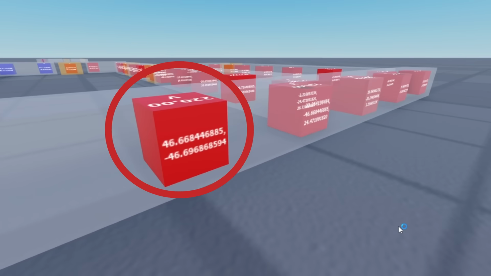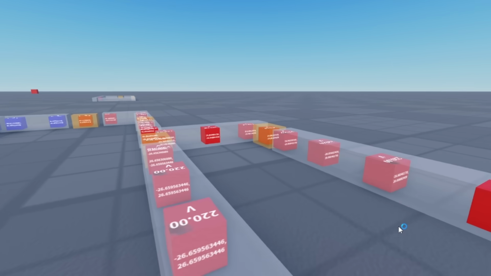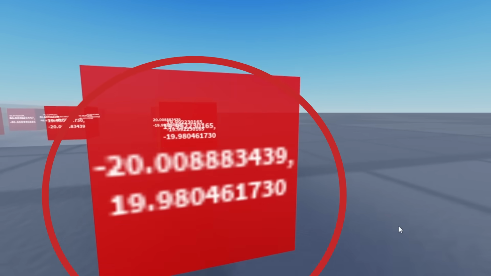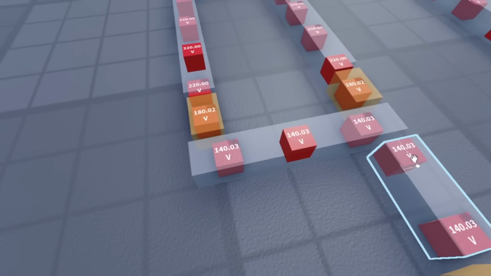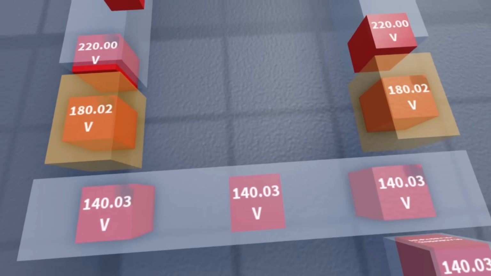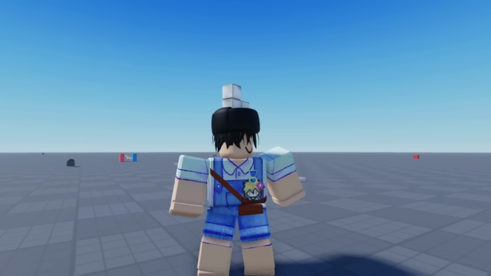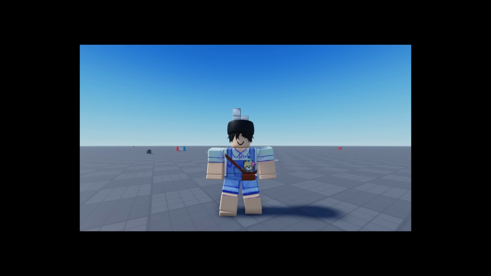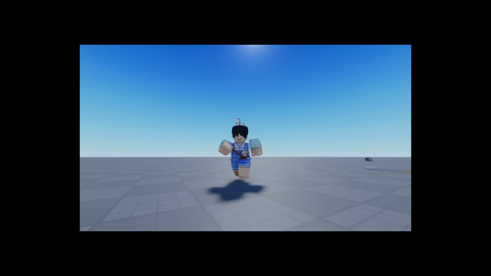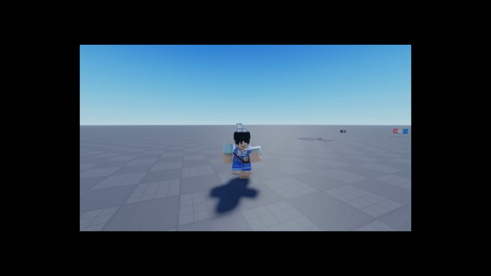Look, 46.66 amps in total. Let's check how much current flows here. 20 amps. How much voltage here? 140 volts, and it matches. I also tried other circuit configurations too, and it works. How about parallel and series batteries? Well, I didn't really implement that yet, but I'm pretty proud that it works.